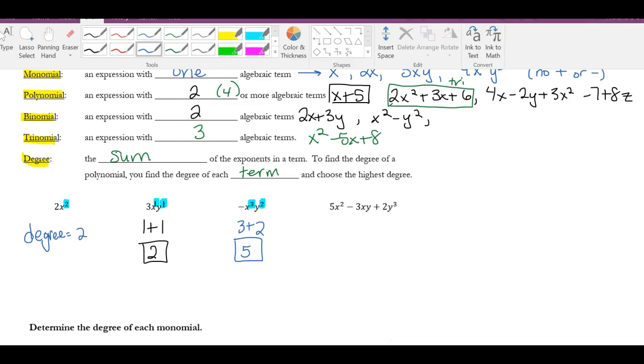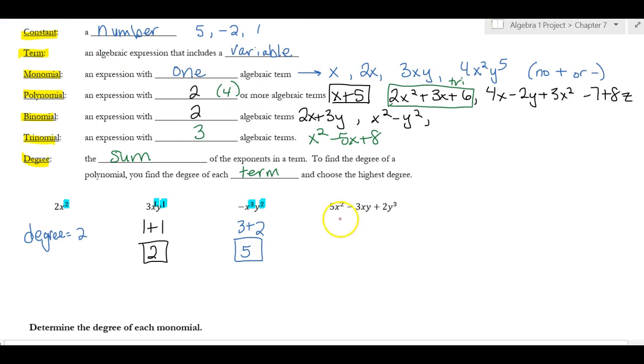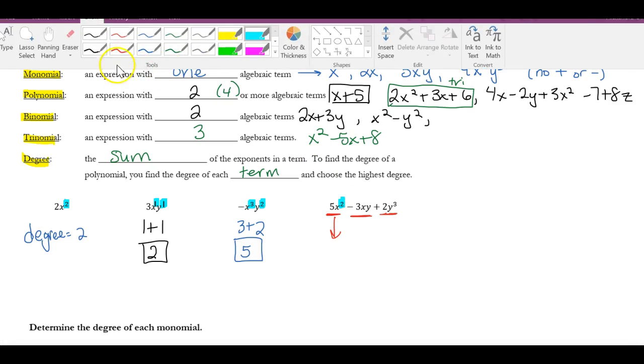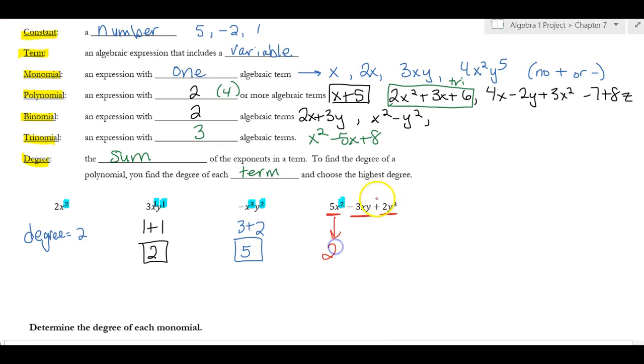Alright, so a polynomial actually is three. This one has three different things. And so what I have to do is find the degree of each one. This one has a degree of 2. This next one also has a degree of 2 because there's a 1 there and a 1 there. And then this last one has a degree of 3. Now this is where it gets tricky because you don't add these up. You have to pick the biggest one. So 3 is the biggest. So that polynomial or trinomial has degree 3.